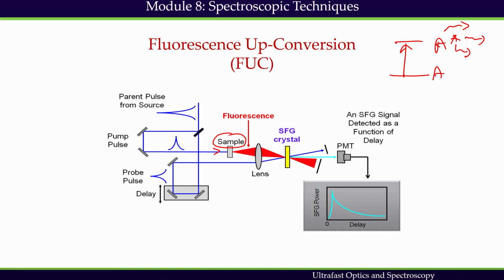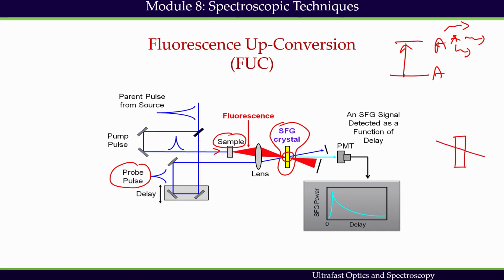This incoherent fluorescence beam is then directed to a nonlinear crystal, where it is mixed with a gate pulse, which is a probe pulse. It is mixed with this probe pulse or the gate pulse, and due to this mixing we create sum frequency generation.